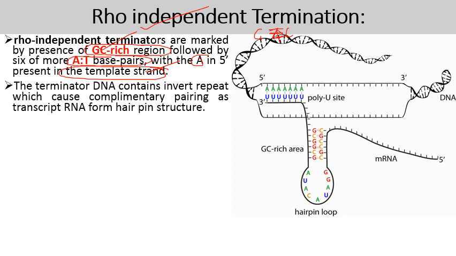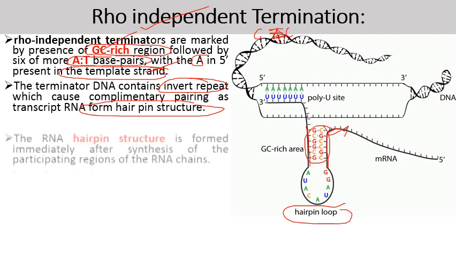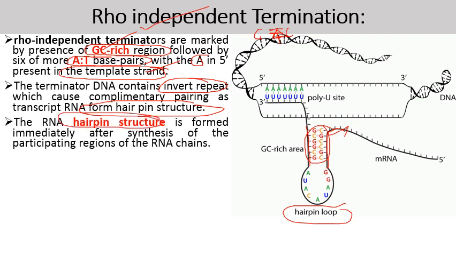Next, the terminator DNA contains inverted repeats which cause complementary pairing, as the transcript RNA forms a hairpin structure. So the RNA that is formed has some complementary sequences which give rise to this structure. Like the stem and loop structure we studied in tRNA, it forms a structure known as a hairpin loop. The sequences in it are complementary sequences. The RNA hairpin structure is formed immediately after synthesis of the participating region of the RNA chain. As soon as the RNA is completely formed, the hairpin structure forms.